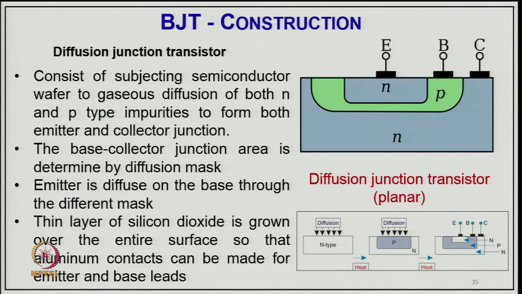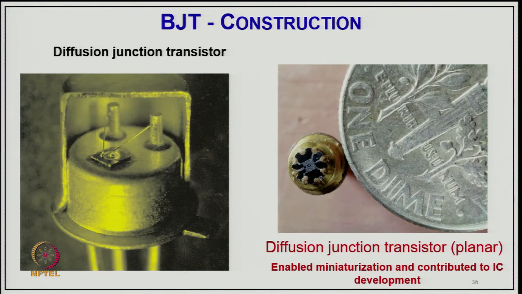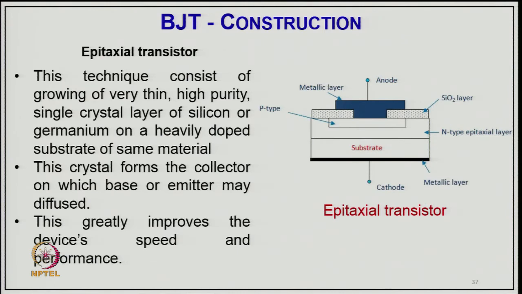So that the aluminum contact can be made for the emitter and base leads, as you can see here how the diffusion transistor is really there, and these are typical examples of how a diffusion transistor looks. So, the fourth one, which is quite popular finally, is the epitaxial transistor, as you can see here.